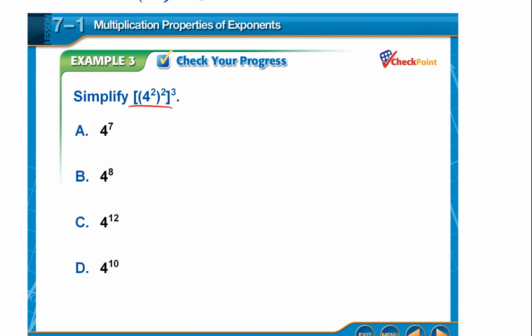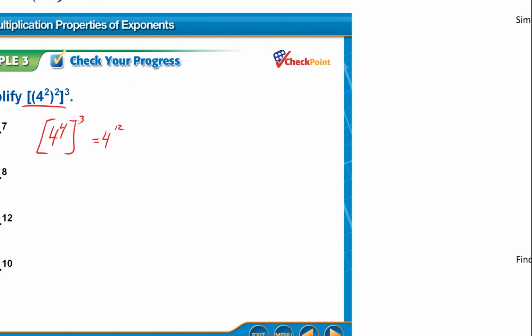So 4 squared, we're going to leave it like that. We're not going to evaluate that to 16 yet. But we'll go 4 squared squared, so that would be 4 to the 4th. And now that is being cubed. There I'm taking a power to a power, so 4 times 3 is 12. So 4 to the 12th. Okay, so C is our answer.